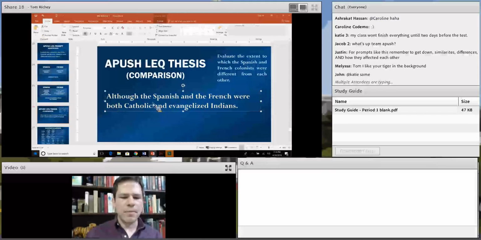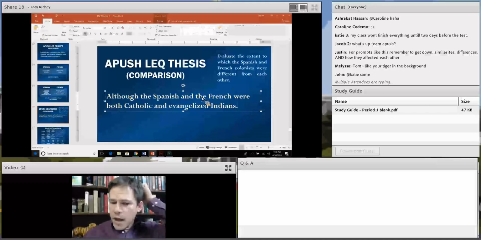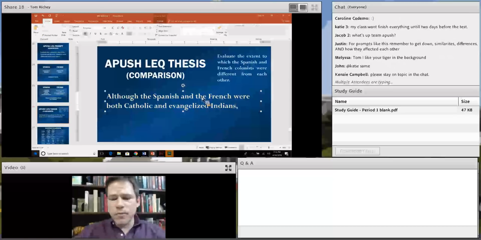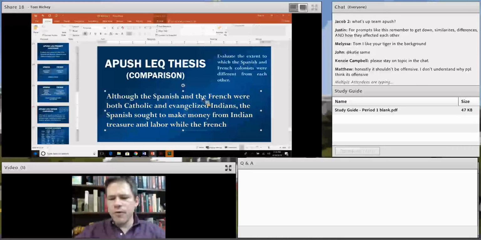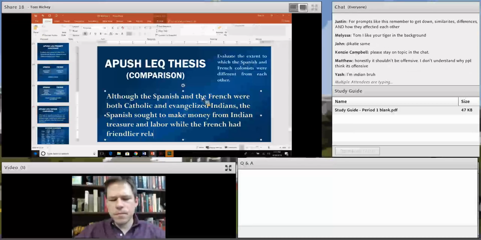So I want to make sure people understand that that's kind of a misconception in historical writing. The Spanish and the French were both Catholic and evangelized Indians. The Spanish sought to make money from Indian treasure and labor, while the French had friendlier relations because of the fur trade.